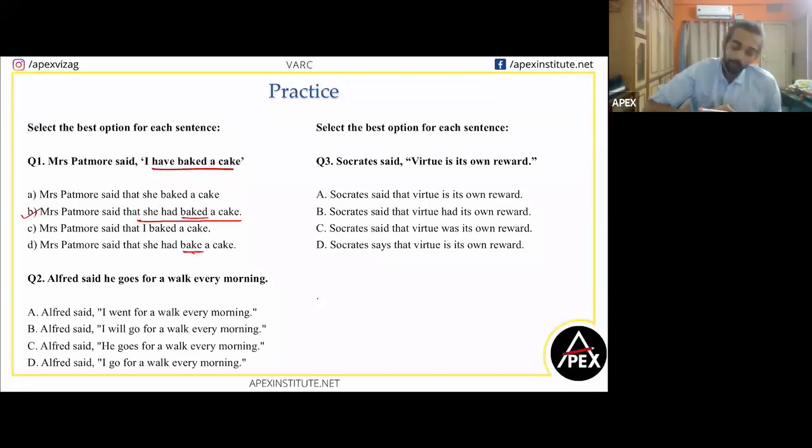Okay. Yeah. What about second question? Alfred said he goes for a walk every morning. So what will it be? See, definitely I can eliminate C option because this is still a pronoun. Correct. So not the C option, we have to remove the C option. Okay. Will go is wrong. Went is wrong. So definitely D option. I go for a walk. Okay. Yeah, very good. Next.